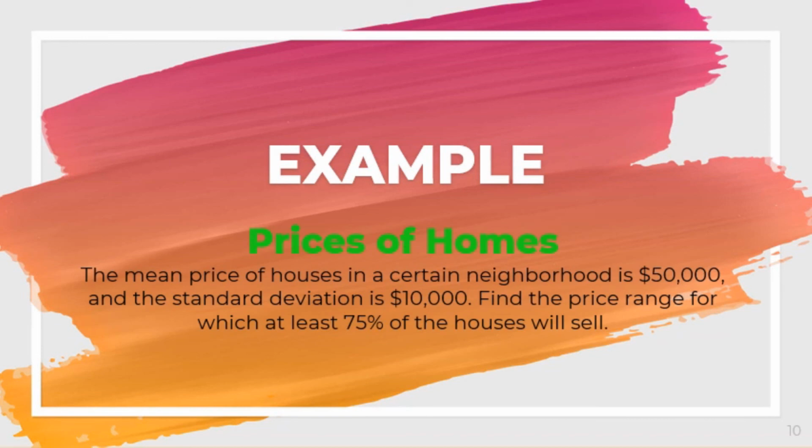In this example, let's illustrate the application of Chebyshev's theorem. Price of home. The mean price of a house in a certain neighborhood is $50,000 and the standard deviation is $10,000. Find the price range for which at least 75% of the houses will sell.